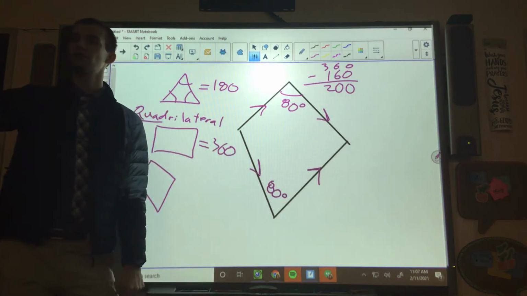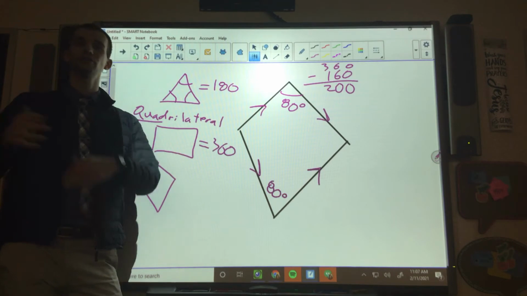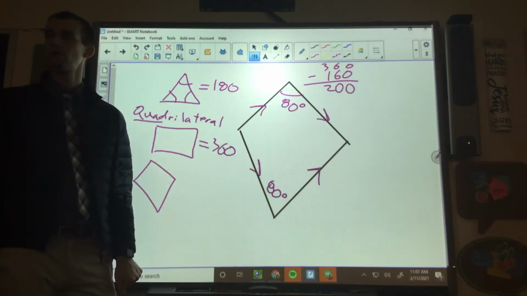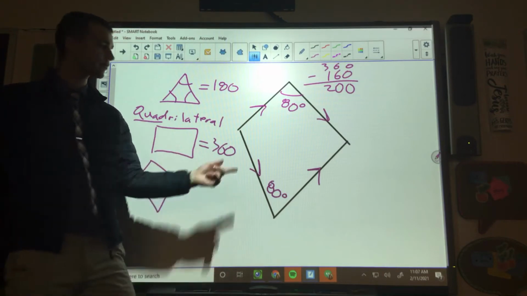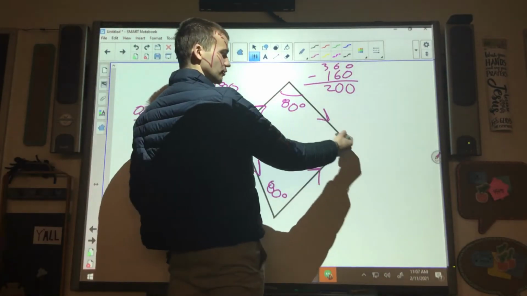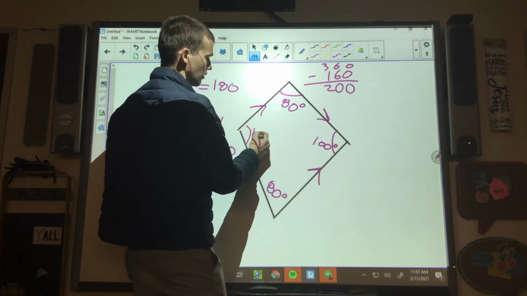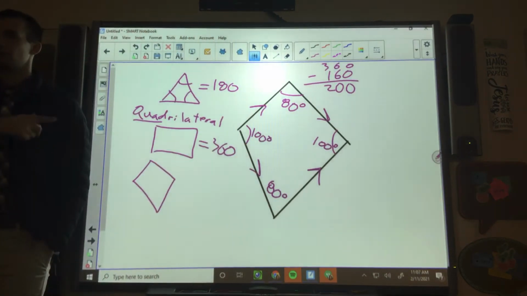Why is it 100 degrees? Because 200 divided by 2 is 100. Why are you just assuming that these are the exact same? Because it's a parallelogram and opposite angles are always the same. So that means we have 200 between these two, which makes this one 100 degrees and this one 100 degrees. Same thing.